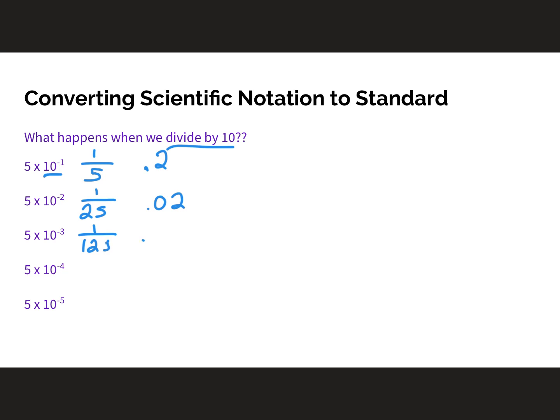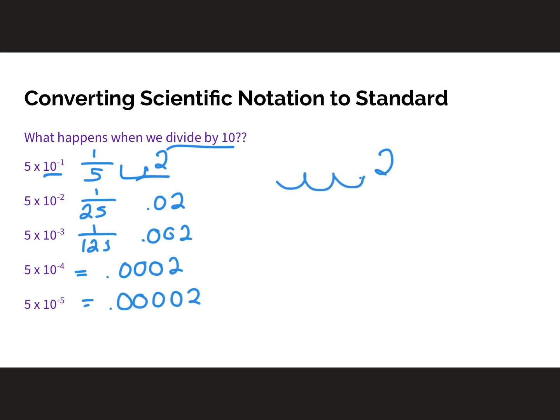Divided 4 times is going to be 0.0005. And then divided again, it's going to be 0.00005. Okay? So the first time I got my 0.5, and then I just kept moving my decimal place over. I just kept moving this decimal place over and adding zeros.